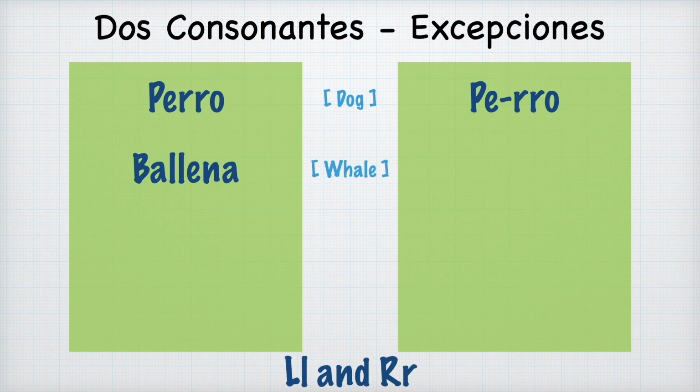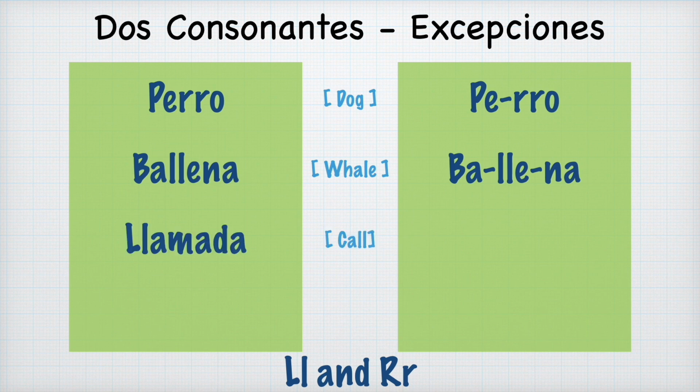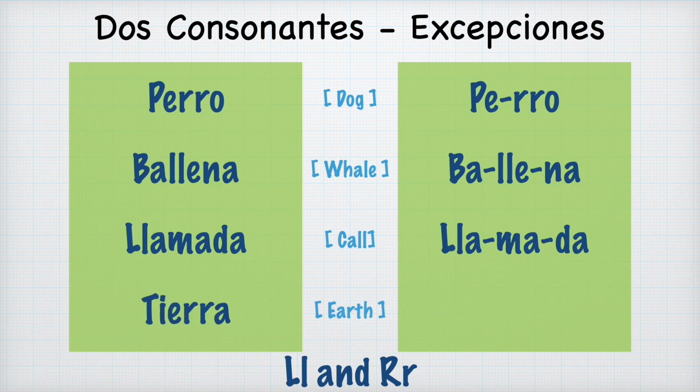Ballena, ballena. The 2 L's are going to stay together. Llamada, llamada. Tierra, tierra. So again, here, the two R's stay together. We also see the weak vowel I and the strong vowel E, and they stay together on the first syllable.